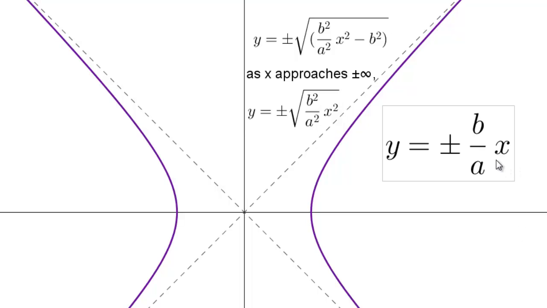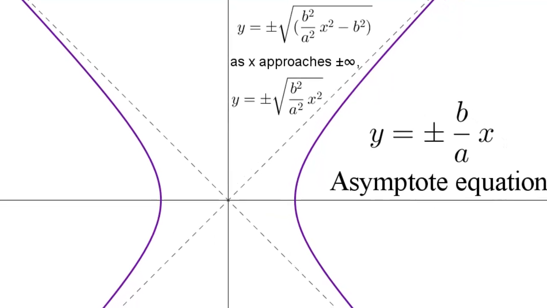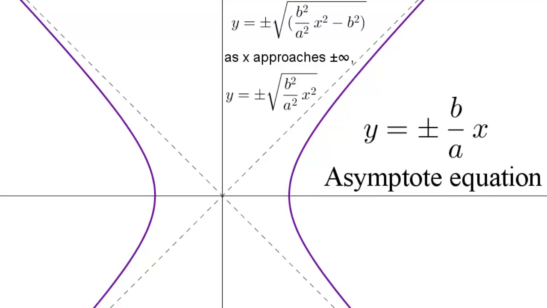Which means that the y values at the extremes begin to approach plus or minus b over a times x when you simplify that right-hand side. And that's a linear equation. So that's the equation of the asymptotes, what happens at the extreme values of x in the function.